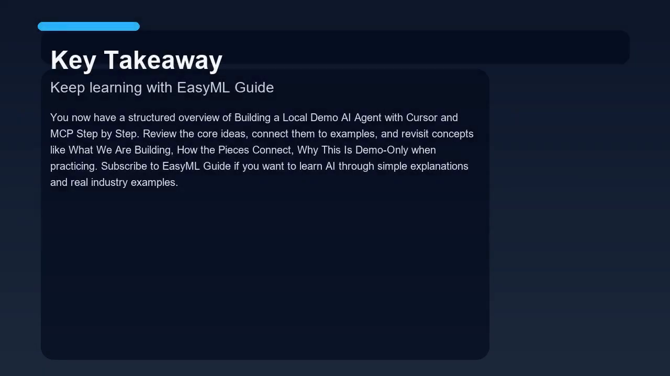To wrap up, here is the key takeaway. You now have a structured overview of building a local demo AI agent with Cursor and MCP step by step. Review the core ideas, connect them to examples, and revisit concepts like what we are building, how the pieces connect, and why this is demo only when practicing.